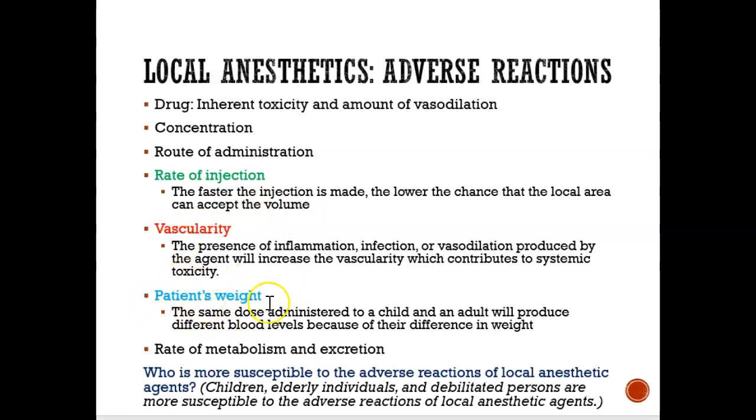Something to keep in mind is the patient's weight. The dosage is really important because a child's weight is lower than an adult's weight. So the dosage for a child will be very different from the dosage for an adult.